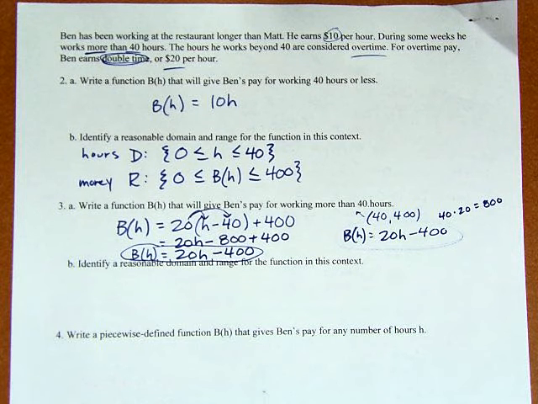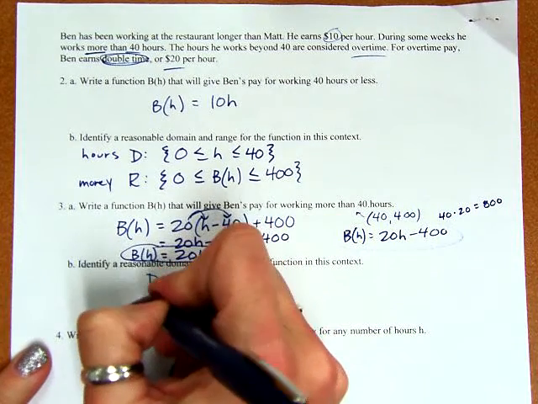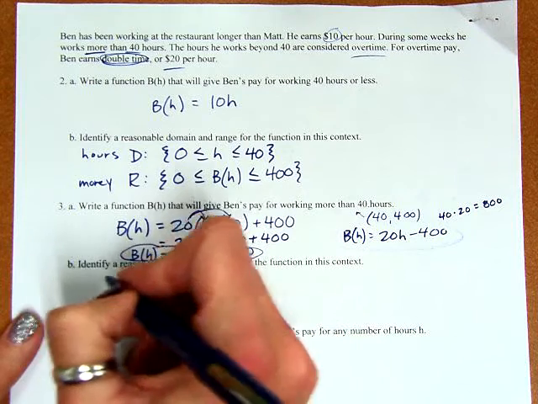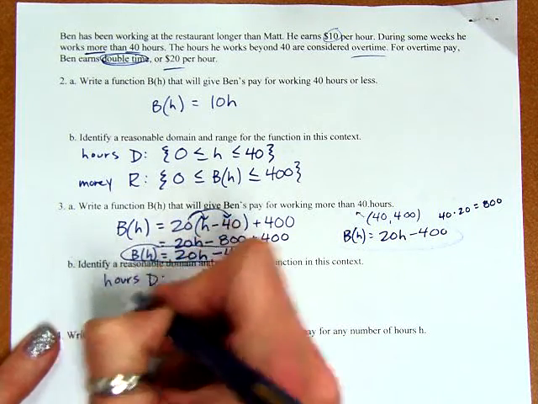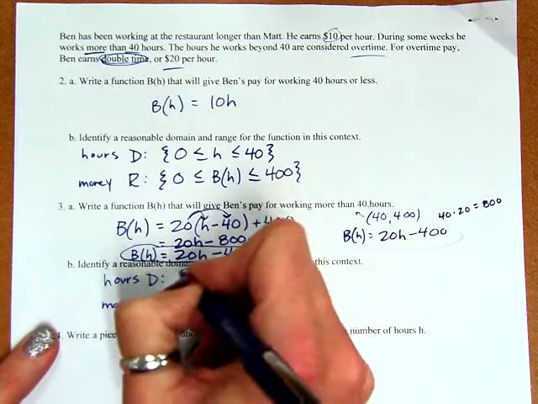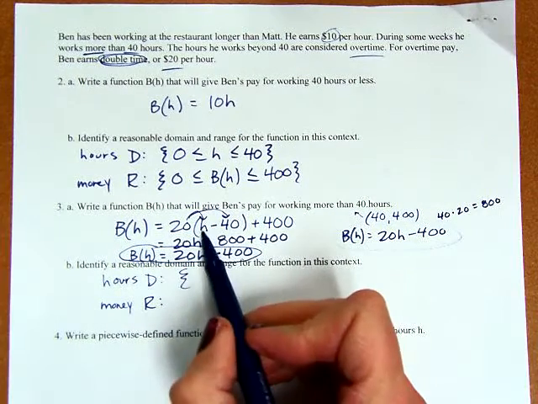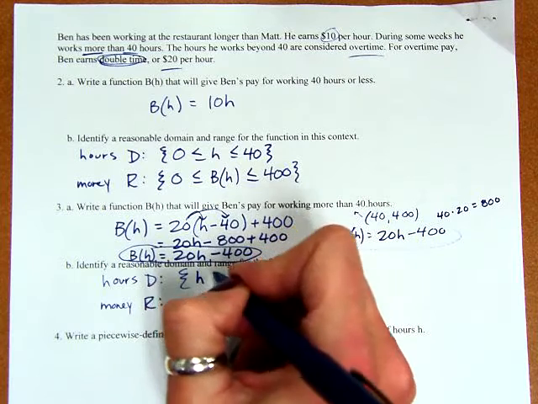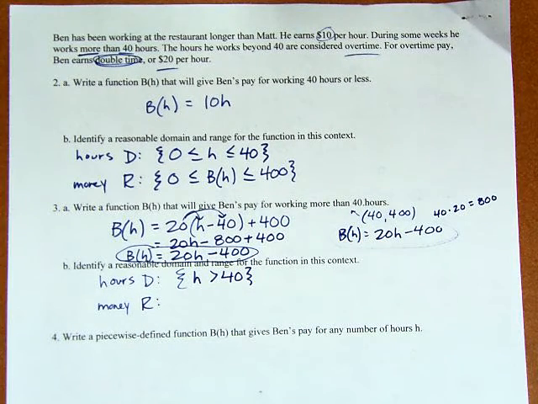Okay. So now identify a reasonable domain and range for the function in this context. All right, so domain, range, just like before, domain is hours and range is money. But this time my domain isn't going to go down to 0. Remember, it has to be bigger than 40, so H is greater than 40. And there's no top limit. Physically, there is. In 1 week, there's only a certain number of hours in a 7-day week. We're not going to get all into that. We're just going to say there's no limit. Physically, your body cannot work 24 hours a day, 7 days a week, but theoretically, there's no limit.